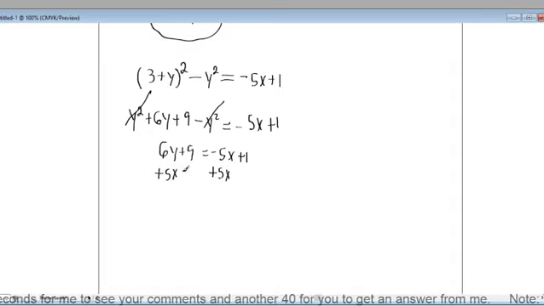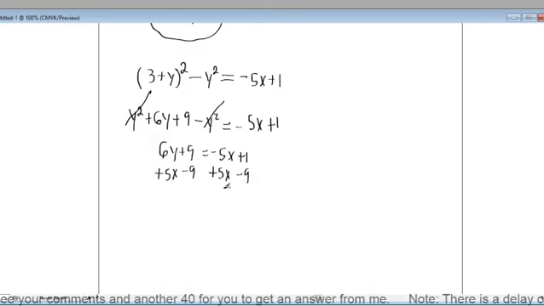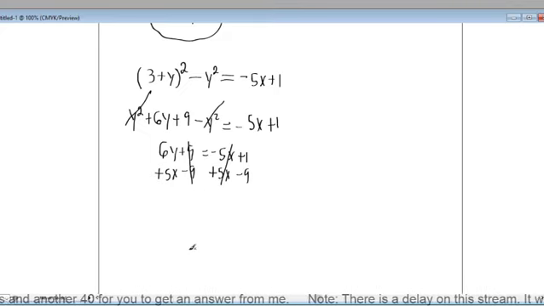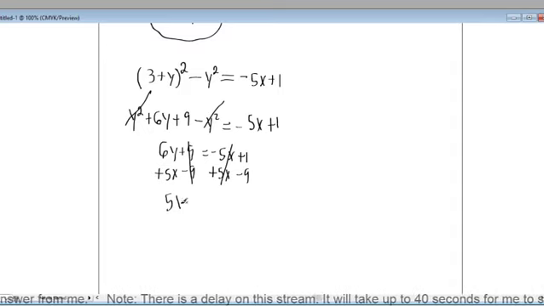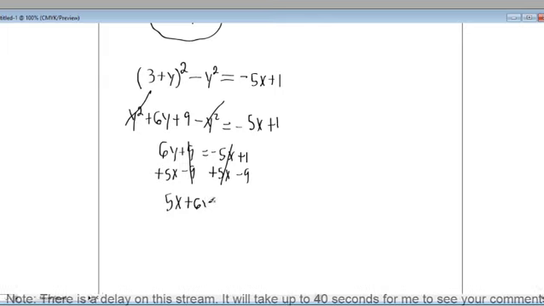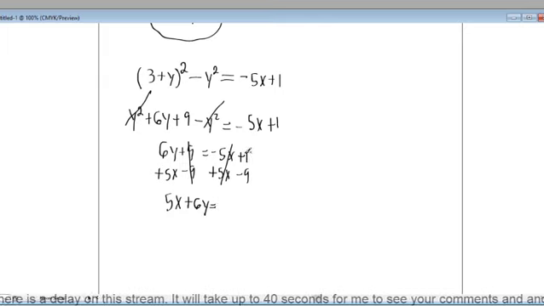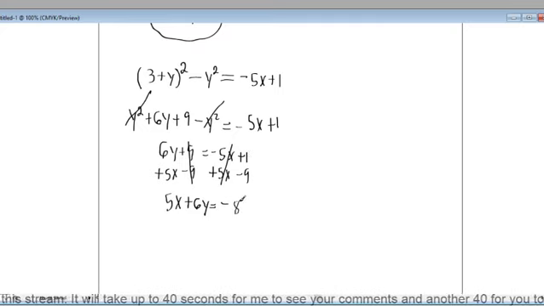And then I'm going to subtract 9 so I can bring it over here. So the 5x and the 5x cancel. The 9 and the 9 cancel. So now what we have is, let's see, 6y and 5x. That means we have 5x plus 6y equals negative 1 plus 9 is going to be negative 8. And there's our equation.